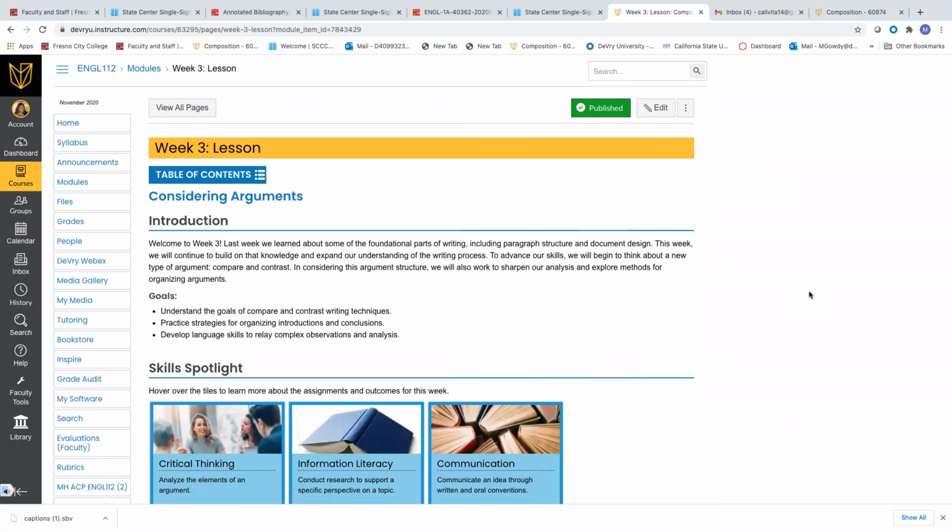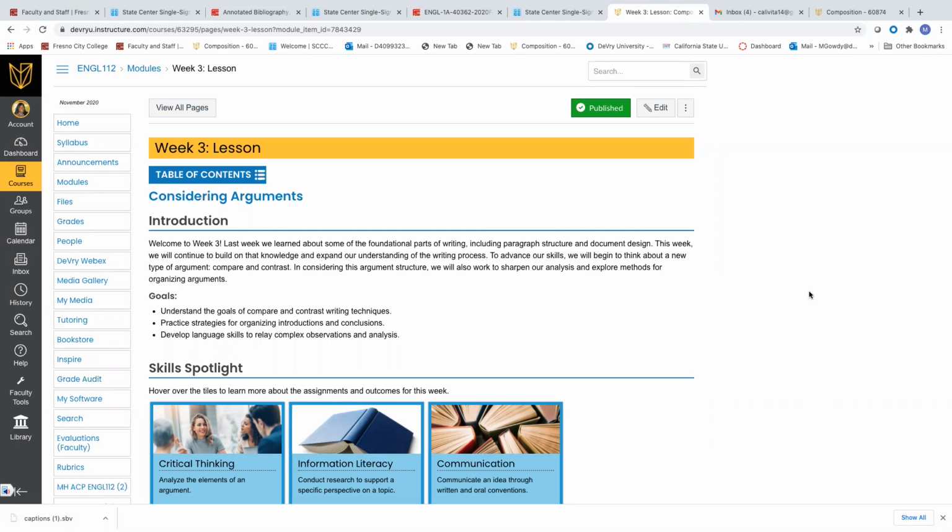So last week we learned about some of the foundational parts of writing, including paragraph structure and document design. This week we will continue to build on that knowledge and expand our understanding of the writing process. To advance our skills, we began to think about a new type of argument, compare and contrast. In considering this argument structure, we will also work to sharpen our analysis and explore methods for organizing arguments.